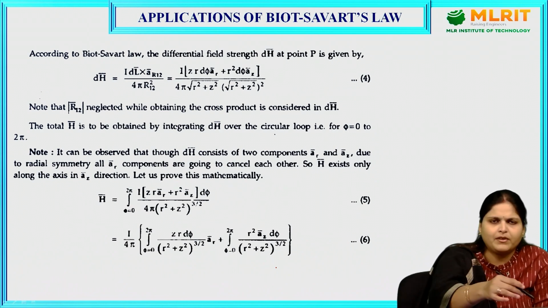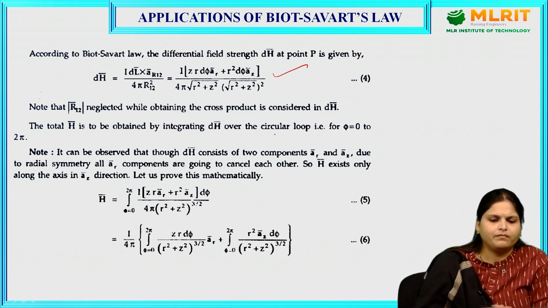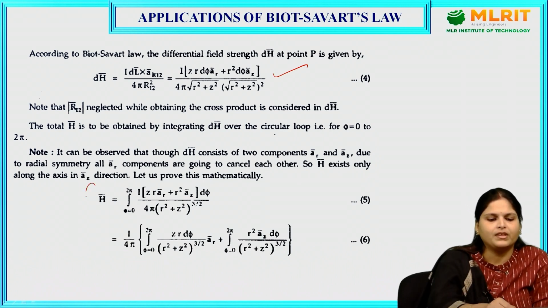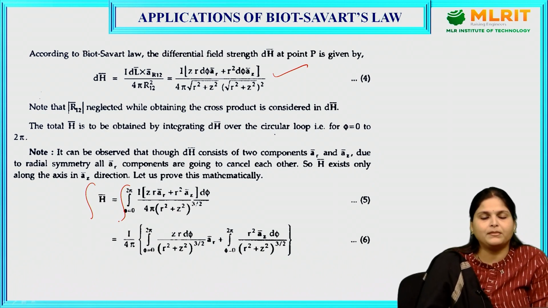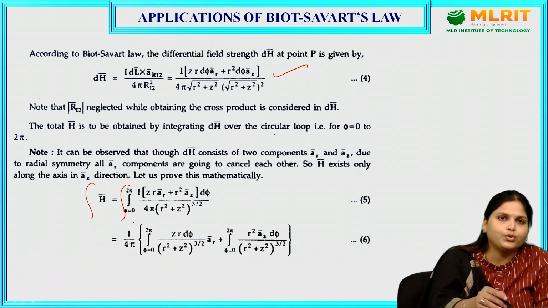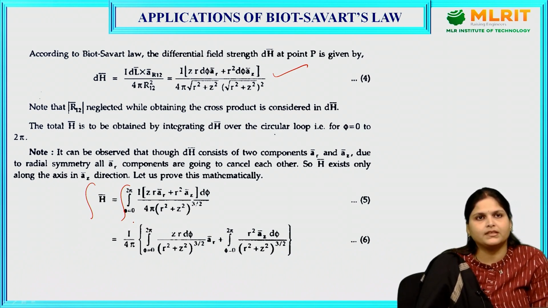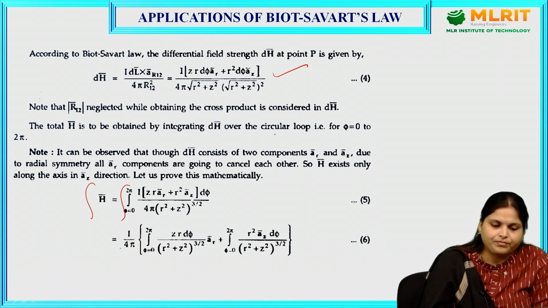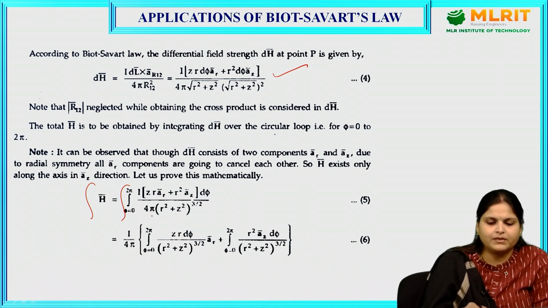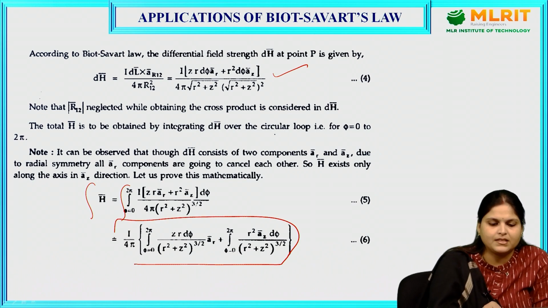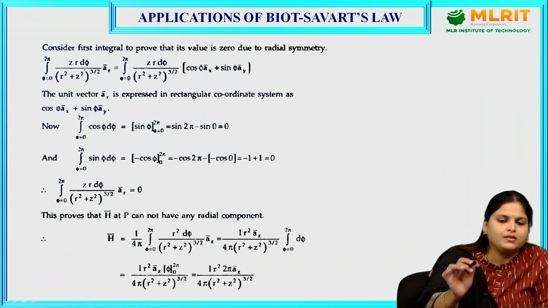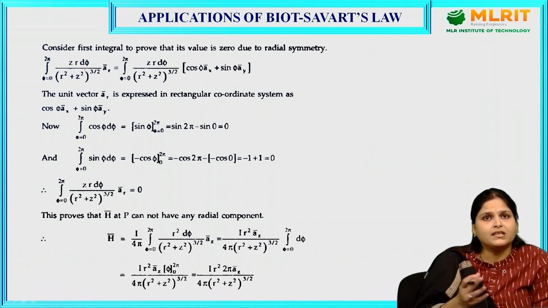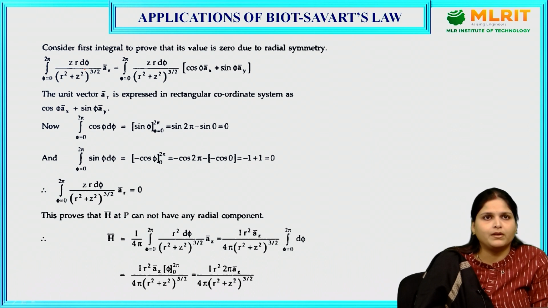Next, we will put this expression into this formula. Then the next step is to integrate it. The limit is with respect to phi, so the limit will be put in as 0 to 2 pi, that is 0 to 360. Next, we will further simplify it and write it in this simplified form. The first integral term will be proven to have a value of 0 due to the radial symmetry. So only the second term will be considered.